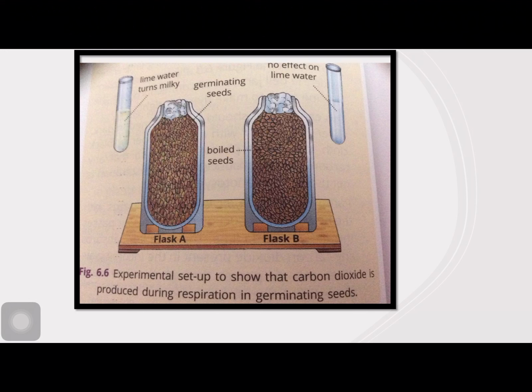Now from this we can draw the inference that carbon dioxide is always produced during respiration in germinating seeds, and from this turning of lime water milky, we can show that in flask A germination of seed has happened. In flask B, where we have put boiled bean seeds, no germination has happened. So it is very clear with this experiment.